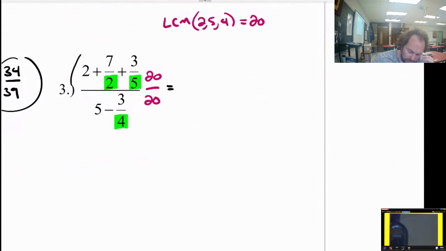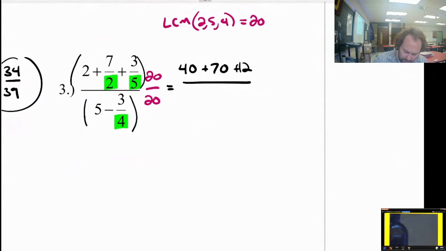So remember that we are distributing this all throughout the top and the bottom of the fraction. 20 times 2, 40. 20 times 7 over 2 becomes 7 times 10, since 20 divided by 2 is 10. That's 70. And then same thing, 20 divided by 5 is 4, and 4 times 3 is 12. On the bottom, 20 times 5 is 100, and 20 times 3/4, well, 20 divided by 4 is 5, and 5 times 3 is 15.